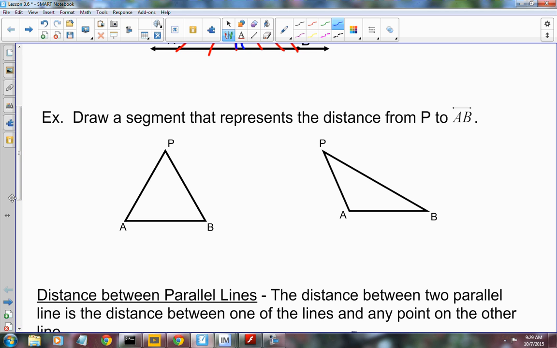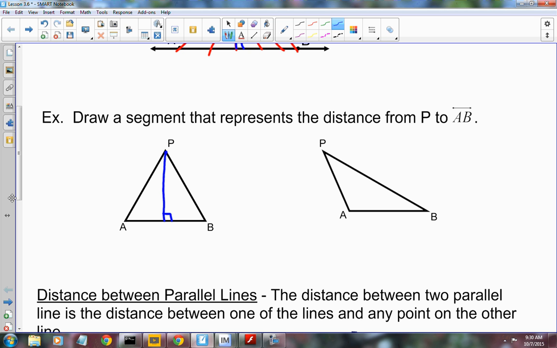So you'll have some problems that say draw a segment that represents the distance from P to AB, from point P to line AB. That means I have to start at point P and draw a segment that represents the distance to line AB. So if I go straight down and create a perpendicular line, that's going to represent the true distance from P to AB.